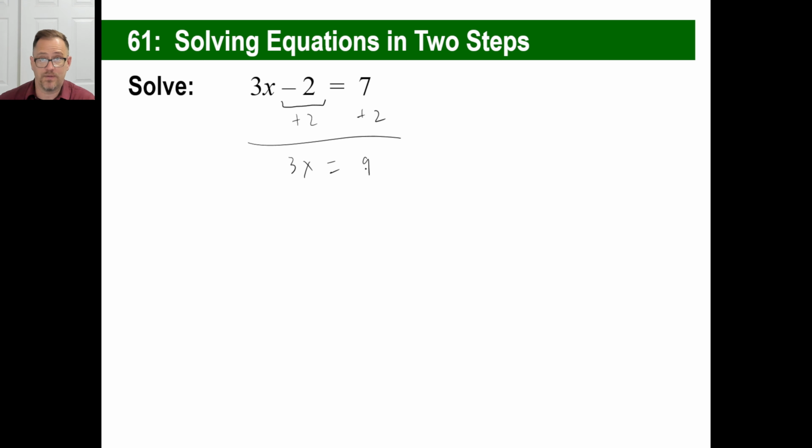Well, we all know how to solve this now, right? Anytime there's an integer in front of a variable, we just divide by the integer. And then 9 divided by 3, which is, of course, 3. Now, you can look at this and very mentally check this if you want to. If x is 3, that means 3 times 3, 9, minus 2 equals 7. Is that correct? Yep, that just proves we're right.